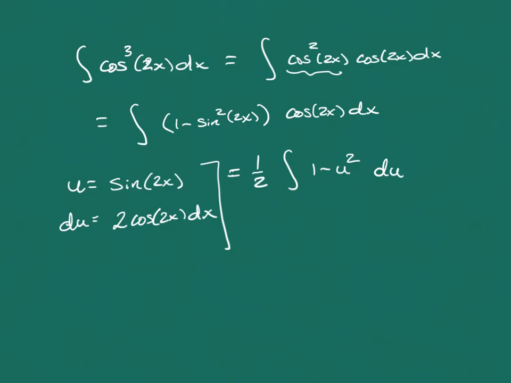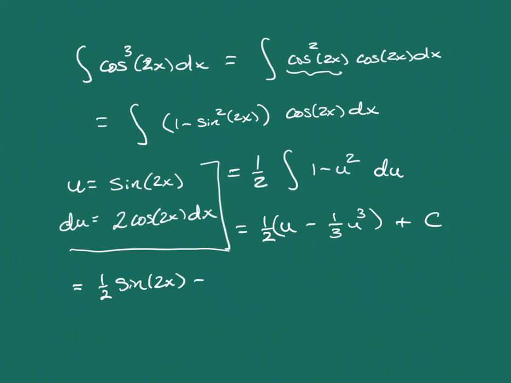So this integral, again, becomes easy to do. So I get a 1/2 u minus a 1/3 u cubed with that one. And then our plus c. So if I go back to my original variable x, what I get is a 1/2 sine of 2x minus a 1/6 sine cubed of 2x plus c.